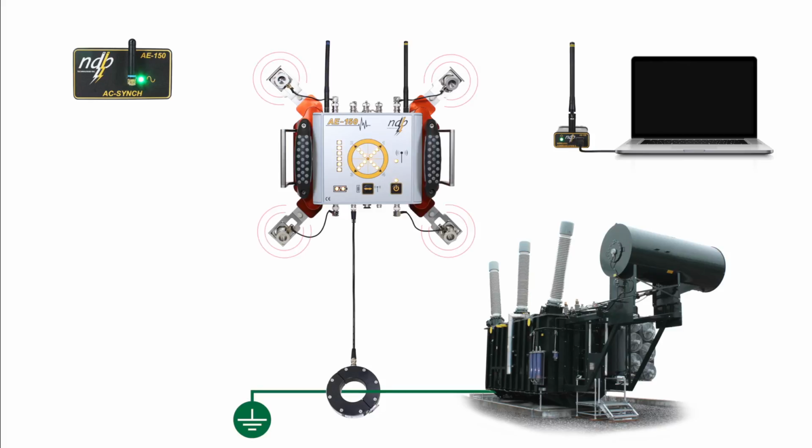Acoustic waves are generated by PD inside the transformer and will be measured by the system's four acoustic emission sensors. Electromagnetic PD waves are coupled to the transformer tank and will flow towards ground. These PD signals are measured by the AE-150 through the HFCT type sensor. The measured PD is then correlated to power line frequency through the use of wireless phase synchronization modules. The computer will then retrieve data and generate a detailed report.